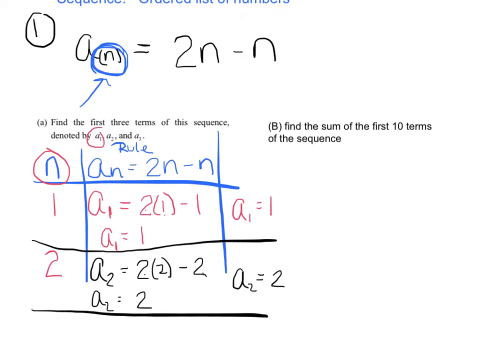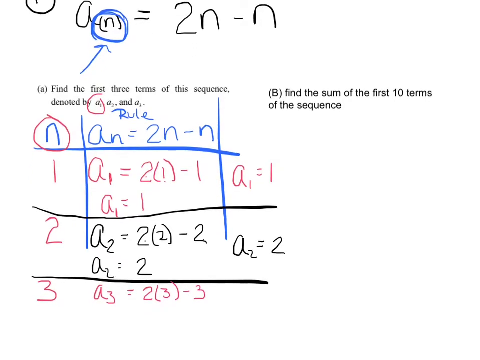And lastly, for the third term, 3. I'm going to replace every n with a 3. a sub 3 equals 2, substitute 3, minus 3. And below I'll do the math. 3 times 2 is 6, minus 3 is 3. So a sub 3 equals 3. And that's all they're looking for. It's that simple.